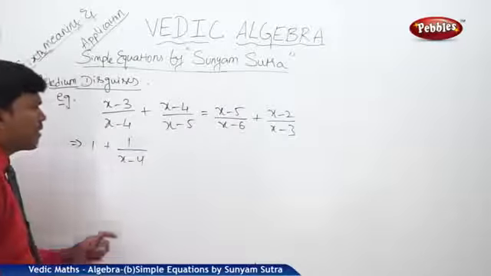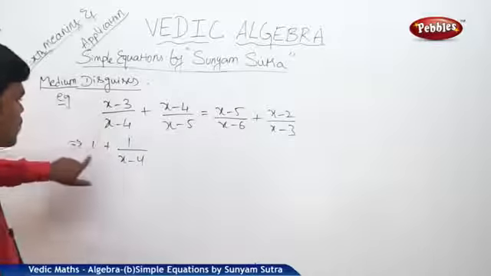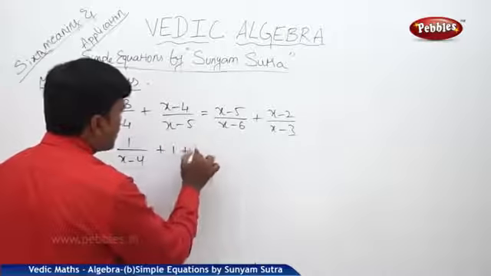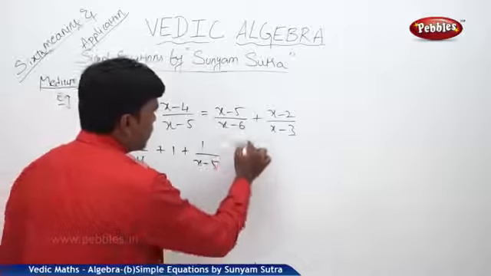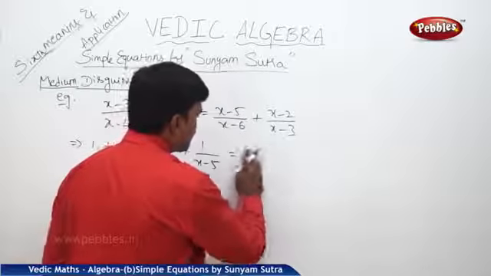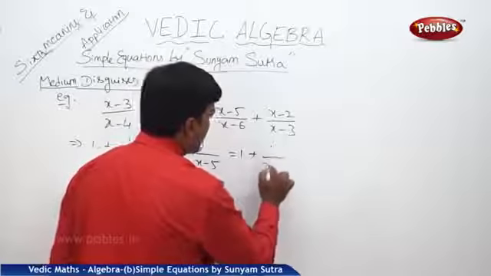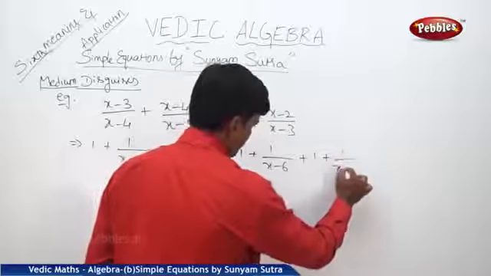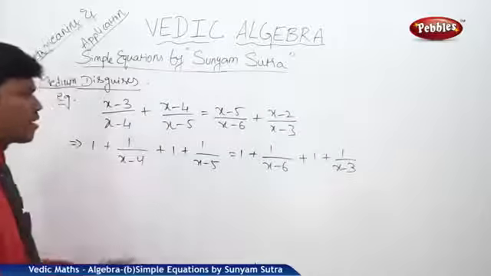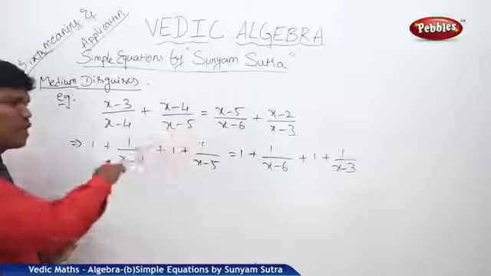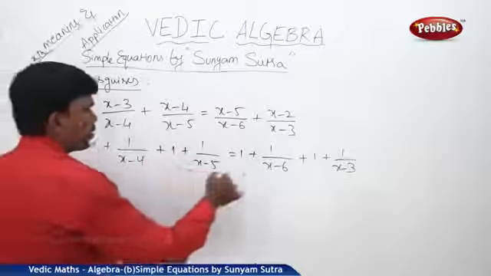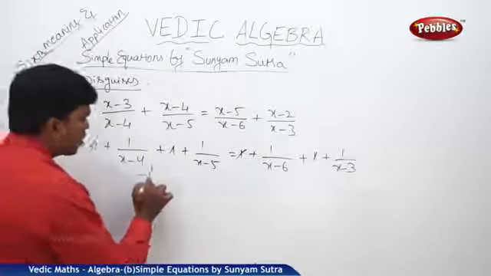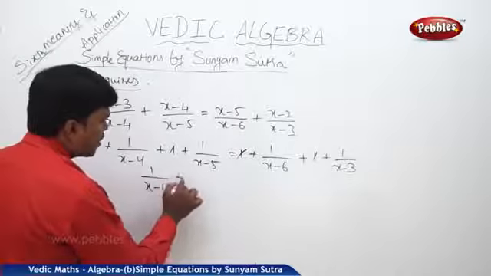If you see, this can be easily done like this. x minus 4 plus 1 is x minus 3 only. Similarly, this also we can do: 1 plus 1 by x minus 5, then 1 plus 1 by x minus 6 plus 1 plus 1 by x minus 3. Now on the left hand as well as the right hand side, the ones are there, so you can cancel them out. Now you can see the given equation is converted to the standard form.